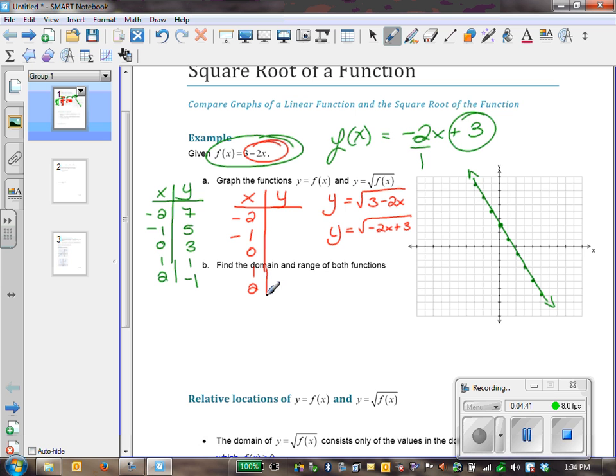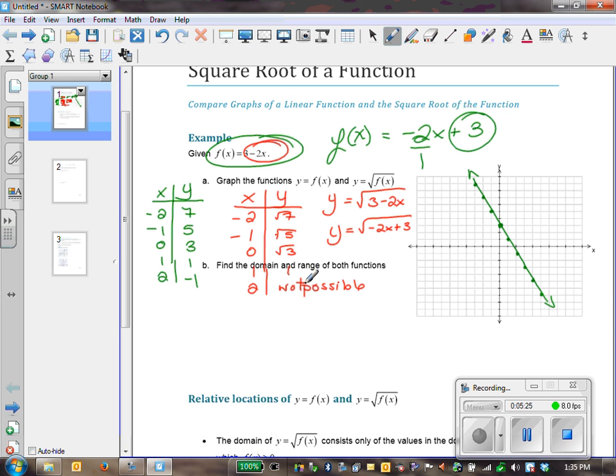Root 7. We're just going to leave it as root 7. Root 5. Root 3. 1. What about this one? It can't. It's not undefined, it's actually an imaginary number at that point, the square root of negative 1. Not possible.